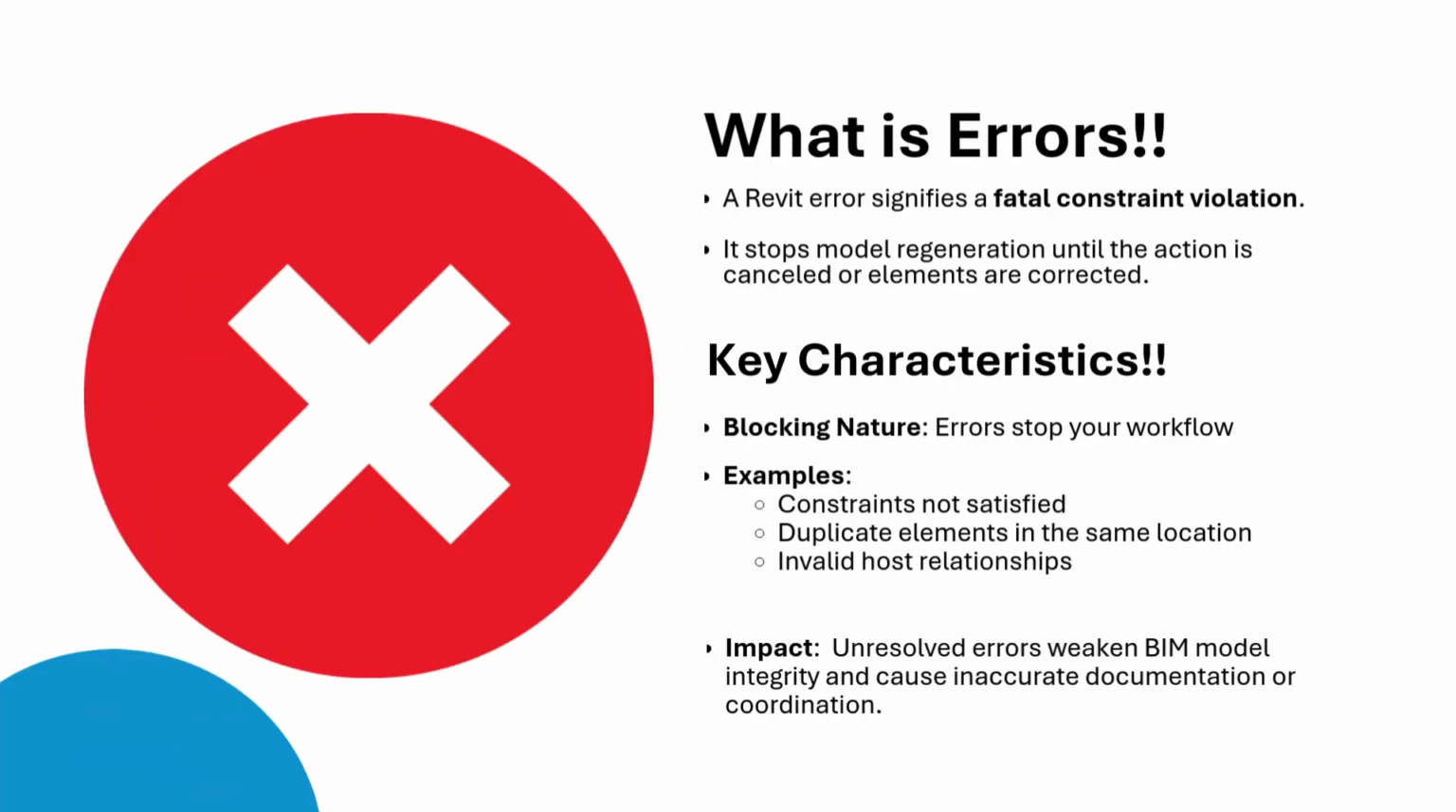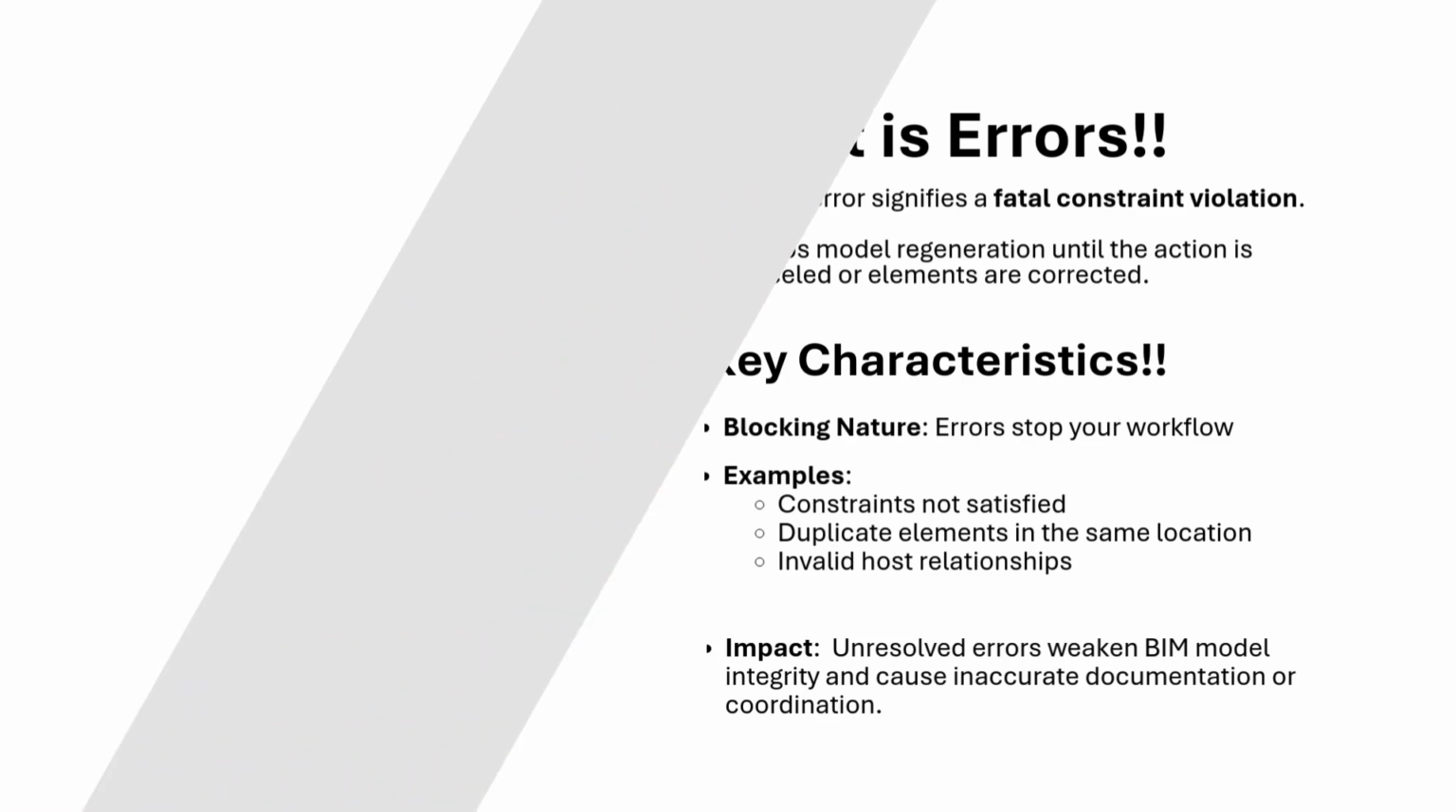In Revit, errors occur when the software cannot maintain required element relationships or constraints, and these critical issues block operations until resolved. Revit errors halt workflows and must be resolved before proceeding. They typically stem from broken constraints, invalid relationships, or duplicate elements, such as conflicting locked dimensions, overlapping elements, or walls losing their hosts. Unresolved errors compromise your BIM model and cause inaccurate documentation and coordination issues.